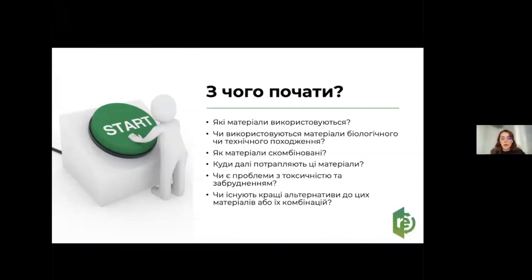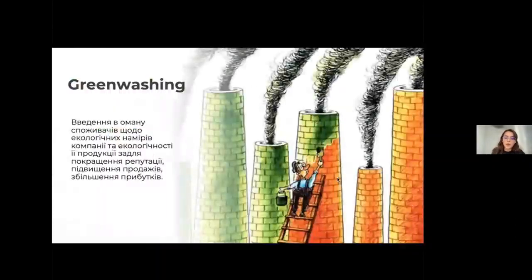So what do you start with if you're designing something circular, if you want to implement a more circular approach and a more circular business model? You can start by answering the following questions. The first question is, what are the materials used for our products now? Are we using biological or man-made materials? How are these materials combined? Where do they end up? Is there an issue with their toxicity and pollution? And are there better alternatives to these materials or their combinations? By answering these questions, you will be in a position to determine how your company should be moving forward.